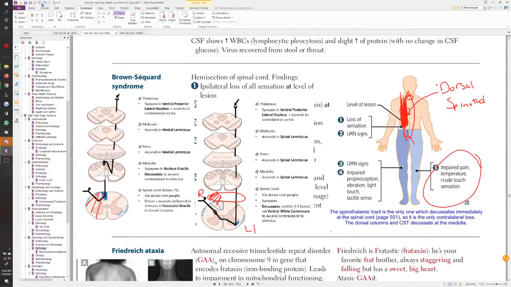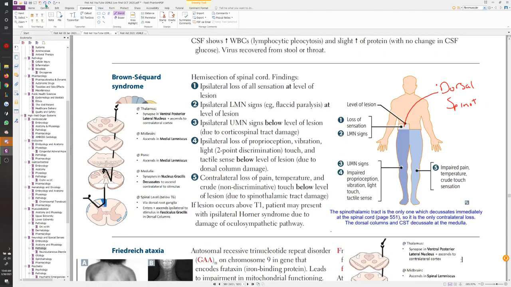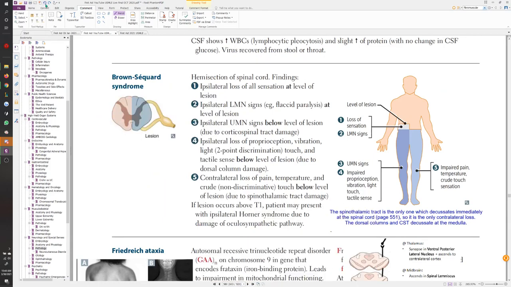Right? So this Brown-Séquard syndrome, how do you make it simple? You're going to be looking for a patient who has a bunch of things messed up on the right side, but only one thing messed up on the other side, which is their spinothalamic tract. That's it. Nothing else. Nothing else is going to be wrong on the other side. So you can really make it very easy to catch in a question, right?